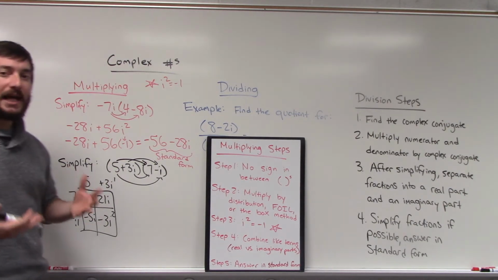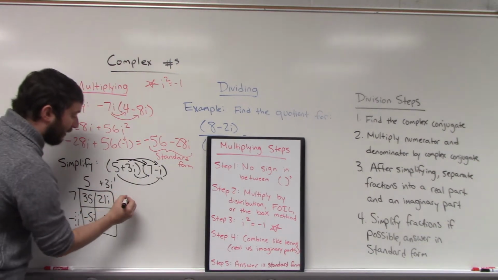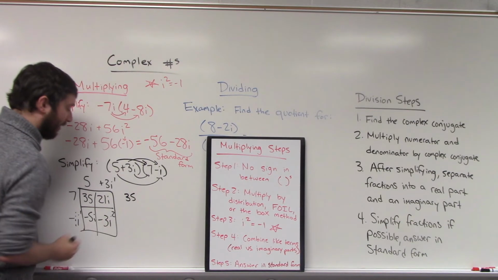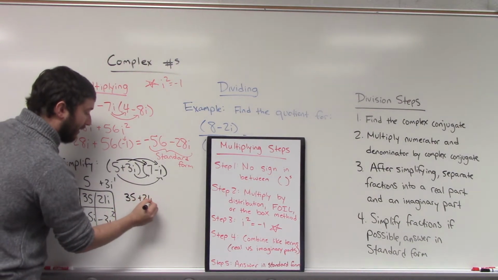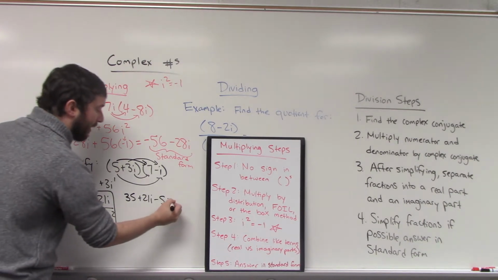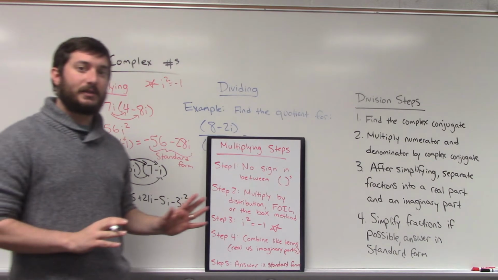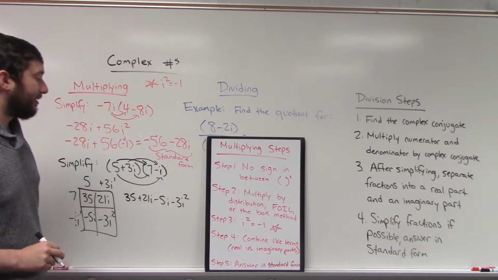Now we want to unpack our box. Okay, we've put everything in the box that we needed to. Now let's unpack it. We had a positive 35, a positive 21i, subtracting by 5i, subtracting by 3i squared. Okay. From here on out, it's the same thing that we've done in the past.